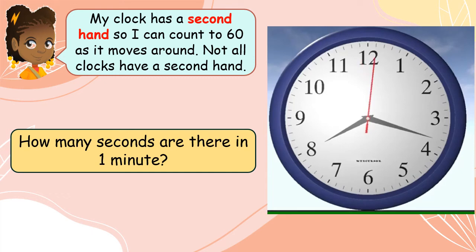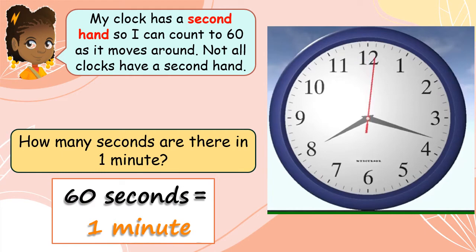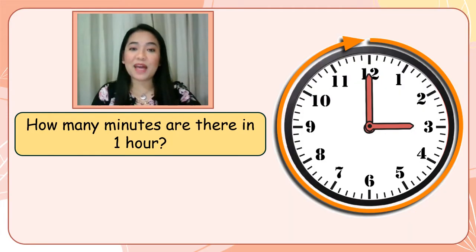So, we found out that there are 60 seconds in 1 minute. Again, 60 seconds is equal to 1 minute. We know that the longer hand is the minute hand. Now the question is, how many minutes are there in 1 hour? Let's find out. Look at this clock. What time is it?